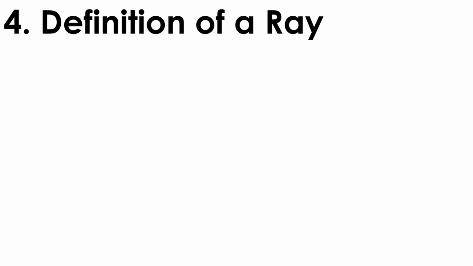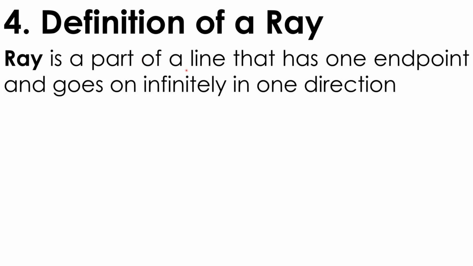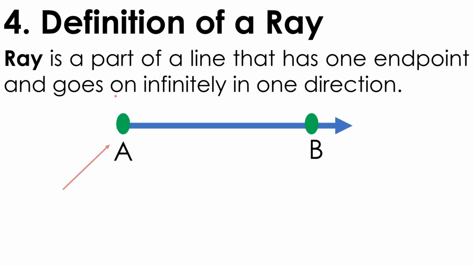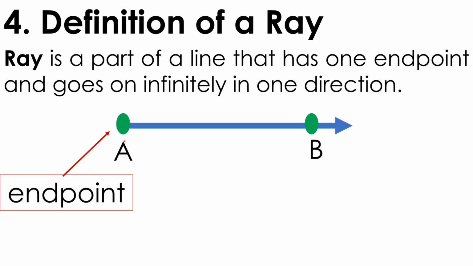The fourth one is what we call the definition of a ray. A ray is a part of a line that has one endpoint and goes on infinitely in one direction. I have here a figure. Notice that in this figure, ray AB starts from point A and goes on to the right without bound. A is called the endpoint of ray AB.